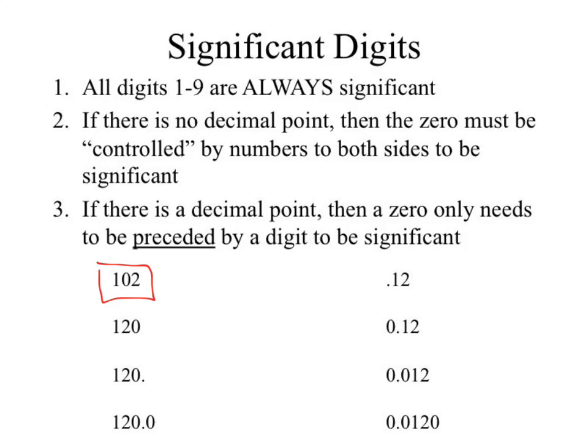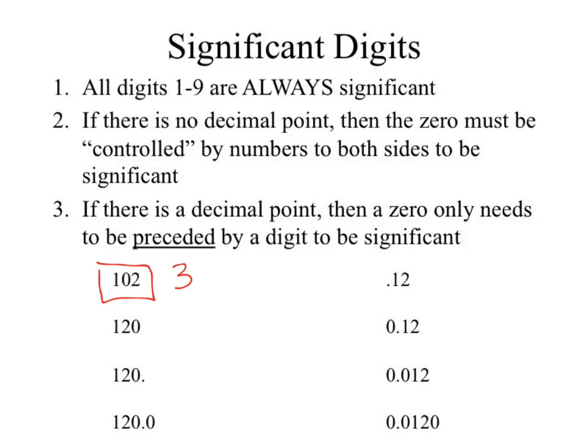So if we can shift to number 2. If there is no decimal point, for the 0 to be significant, there must be a number on either side of it. So it must be controlled or bound by 2 numbers. Where's the 0 located? Right in the middle between both 1 and 2. Is that number significant? Yes. How many significant digits do we have in 102? We have 3.